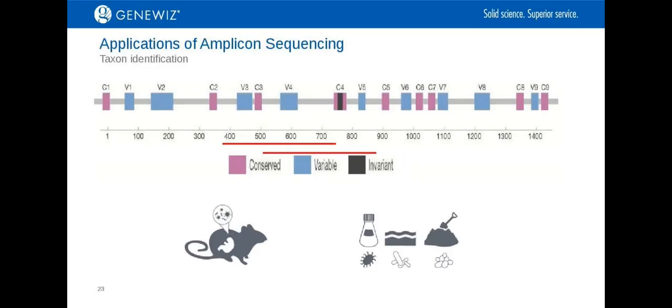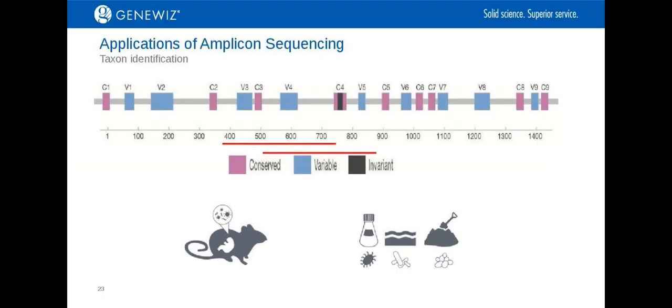So that alludes to my next question. What happens if you have a mixed sample shown here? So I give a few examples below. On the left is a mouse gut, which is presumed to have many different types of bacteria. And on the right are some environmental samples that could have a wide array of bacteria, like a soil sample or a water sample. So how do you identify the bacteria in these samples?